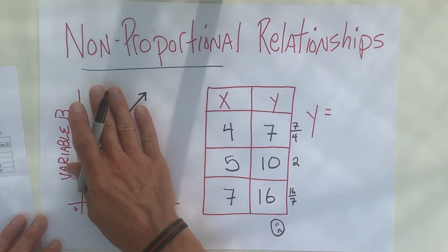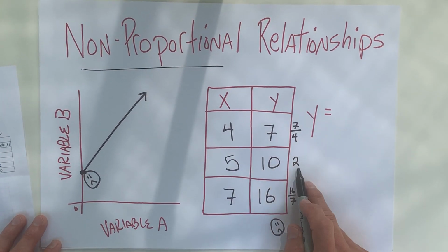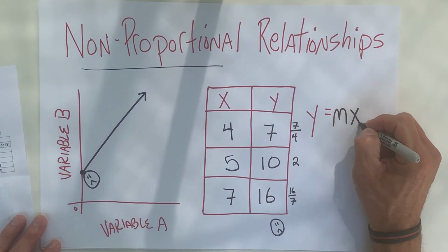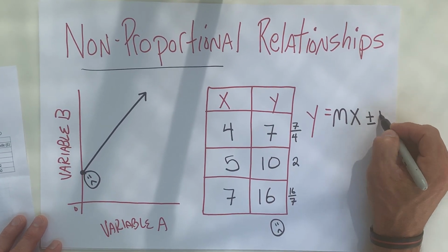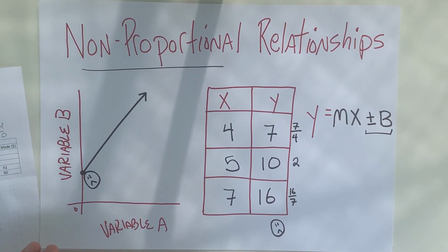And then finally, non-proportional relationships, again, they will miss the origin, they will not have a consistent y divided by x, and they'll follow a different form altogether. They'll still have mx, but then they're going to have something added or subtracted onto the end of it. They're going to have some extra stuff there. And when they have that extra stuff, that means non-proportional.